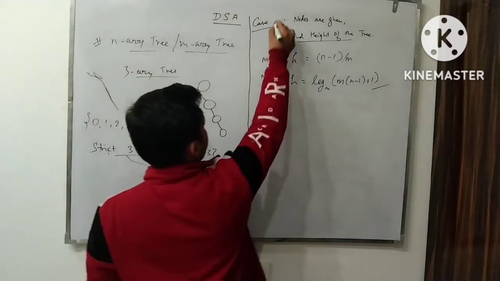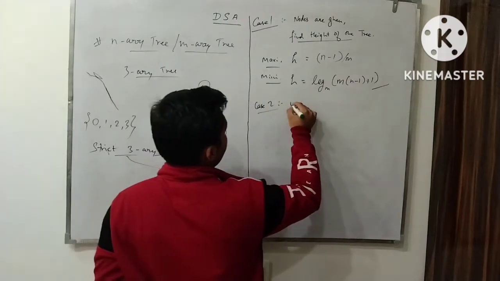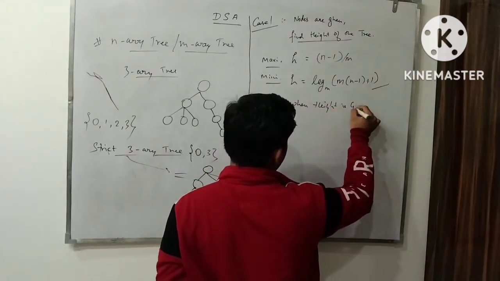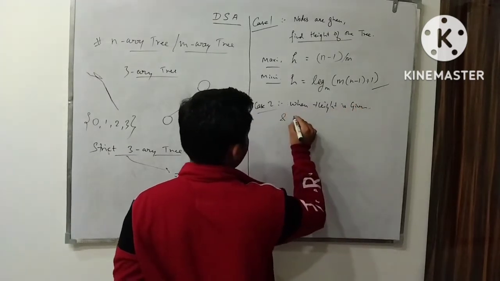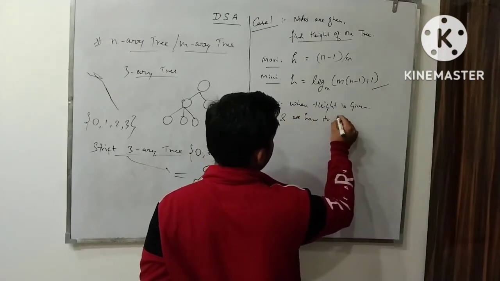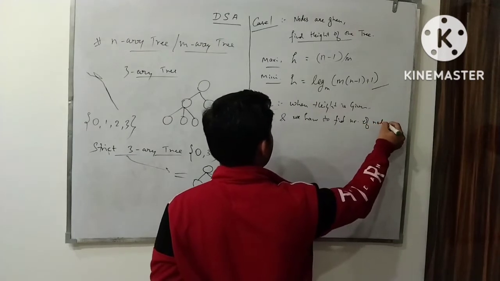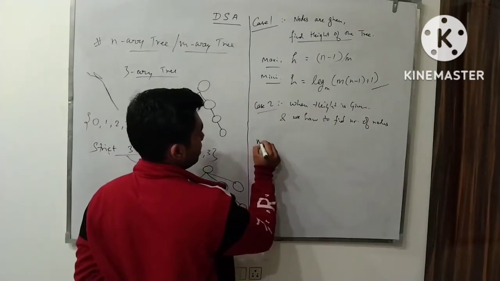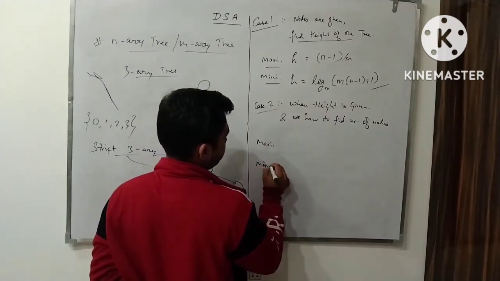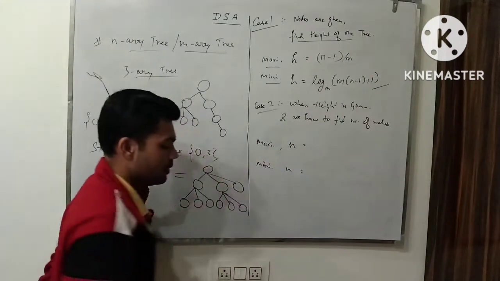And similarly, case number 2, when the height is given and we have to find the number of nodes, maximum and minimum. What will the formula be?